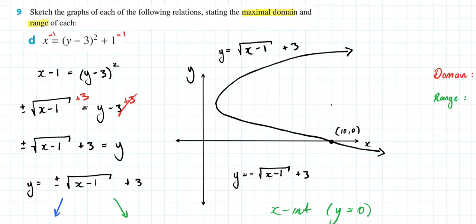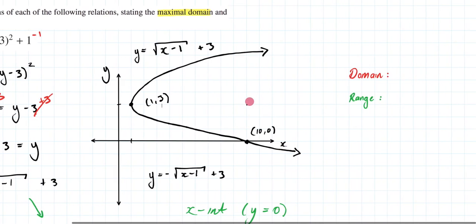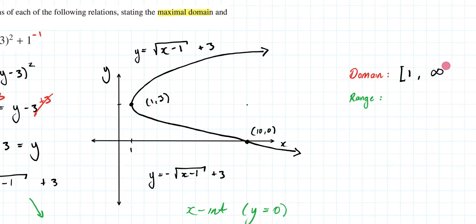And we also need to put in this point here, because that's going to help us when we're figuring out the domain and range. This will be (1, 3). So let's now figure out what my domain and range will be. My domain is going to be all the possible values of x, and as you can see here, my first x value is going to be 1, and then it's going to go to infinity. So it's going to be including 1 to infinity.